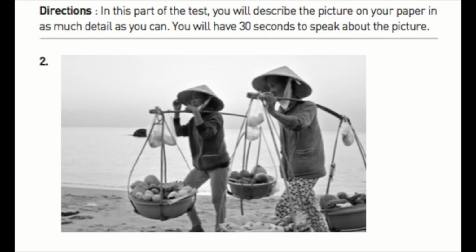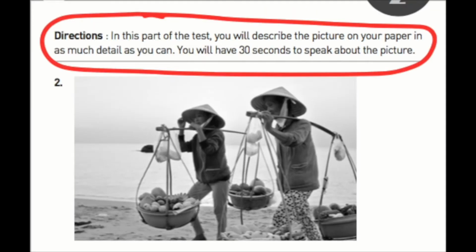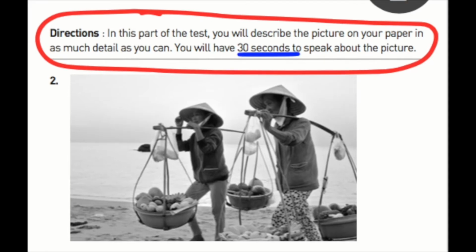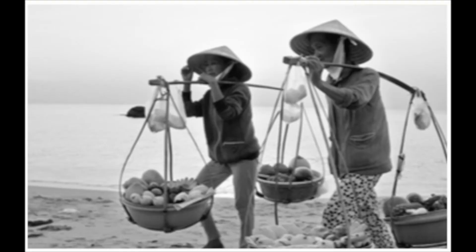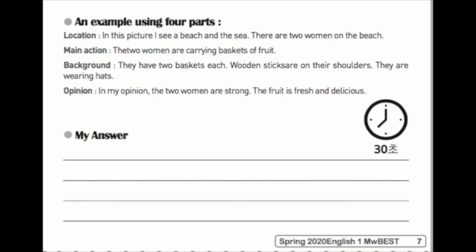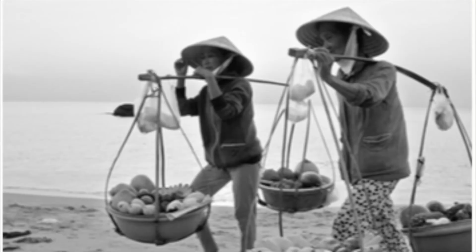Let's read the directions. In this part of the test, you will describe the picture on your paper in as much detail as you can. You will have 30 seconds to speak about the picture. Now, while looking at the picture, I want you to look at the 4 lines at the bottom of the page and write some ideas down while I describe the picture.